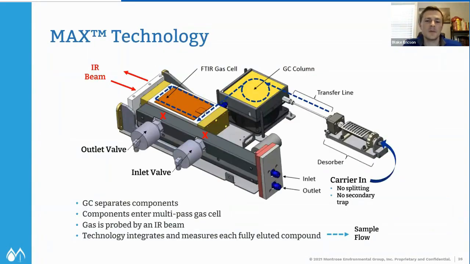We take the tubes and we throw them in the desorber here, and then that off gases into the GC, and based off of molecular weight and time, for those of you who are familiar with GC, same sort of principle, comes into the IR gas cell, and then we do the analysis through there.